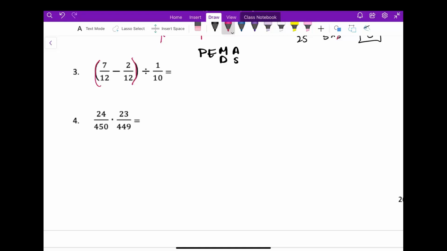Can I do 7 12s minus 2 12s? Absolutely. They have a common denominator, and so I am actually ready to subtract 7 minus 2 over 12. And this is going to give us 5 over 12. And then I haven't done the division here, so here comes the division, divided by 1/10.